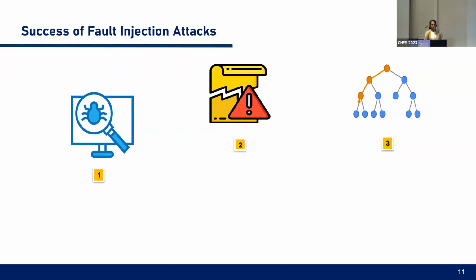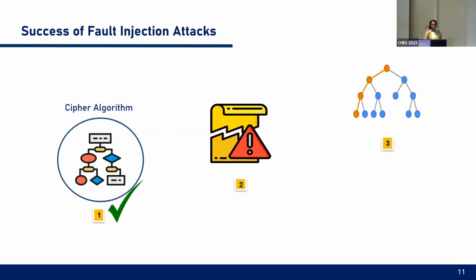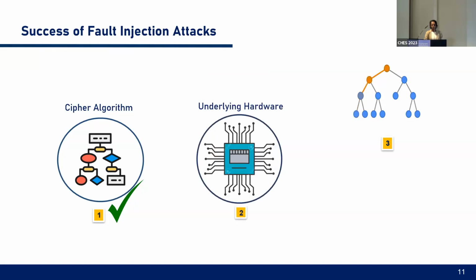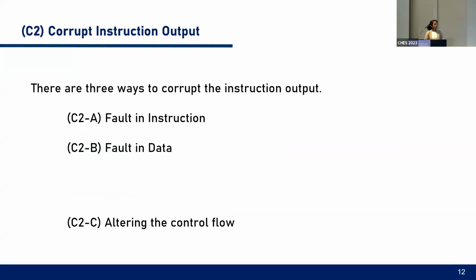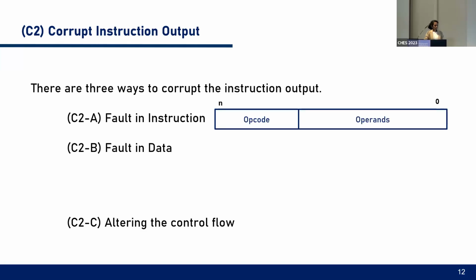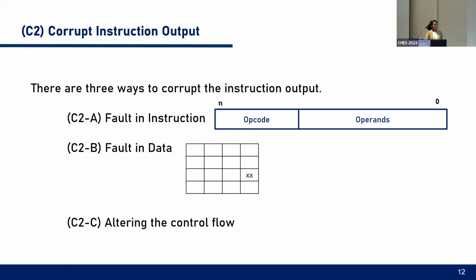Once we find the vulnerable instruction, the next task is to determine how the fault corrupts the output based on the underlying hardware. For this, there are three possible ways the fault can corrupt the output: a fault in the instruction, a fault in data, and a fault that alters the control flow. If I take an instruction, it has an opcode field and an operand field, and the attacker can inject a fault in any of these bits to change the instruction. Or it can corrupt the data or memory.